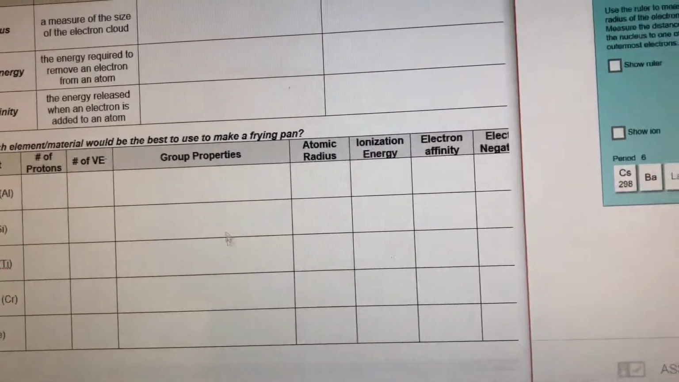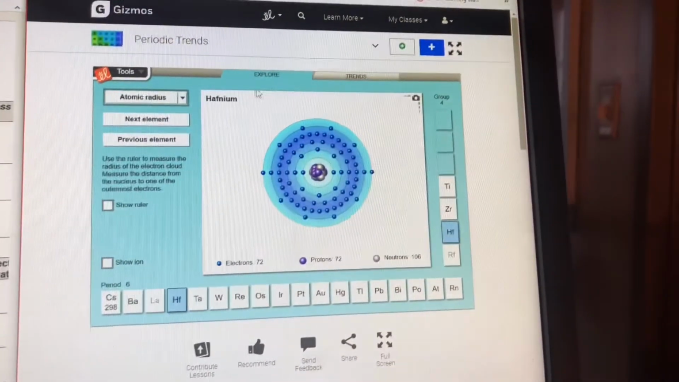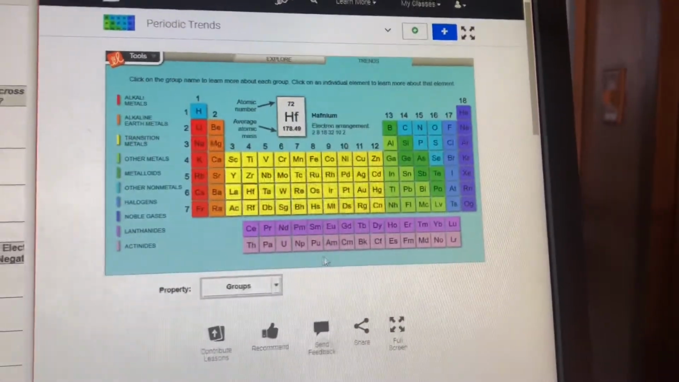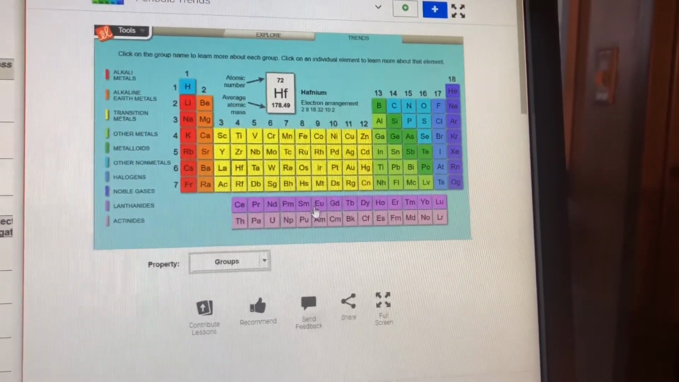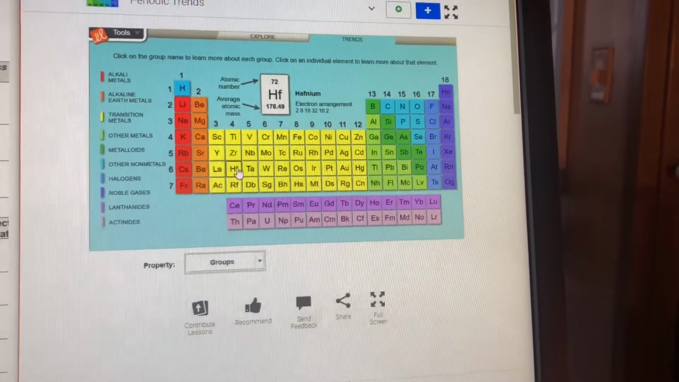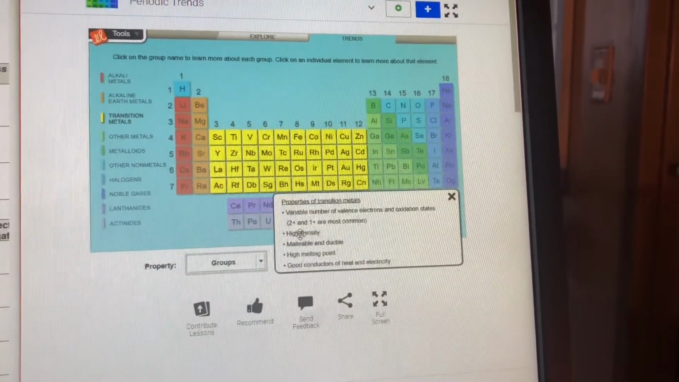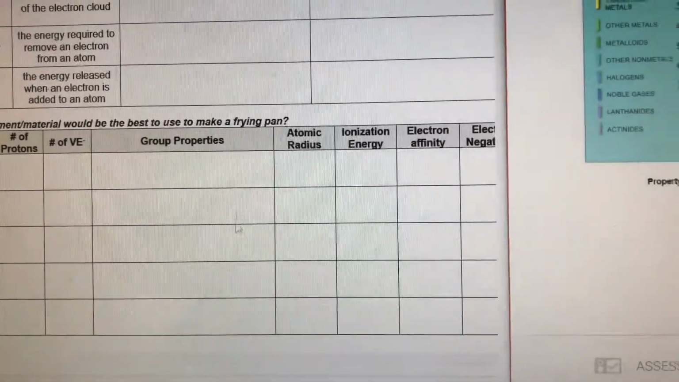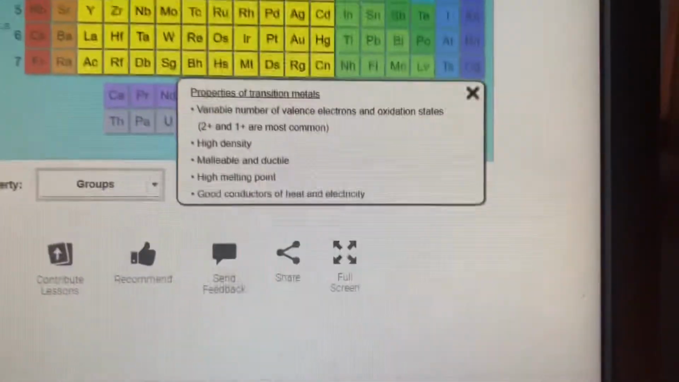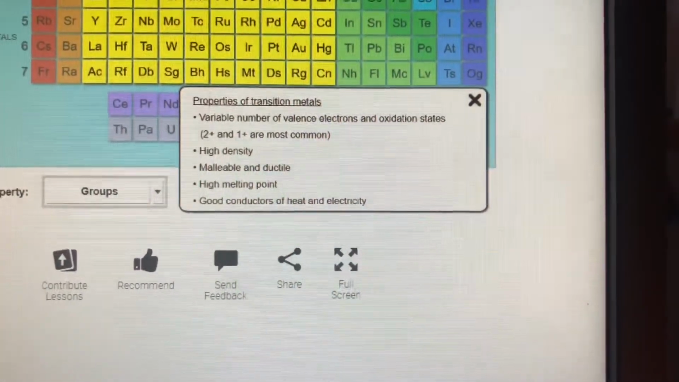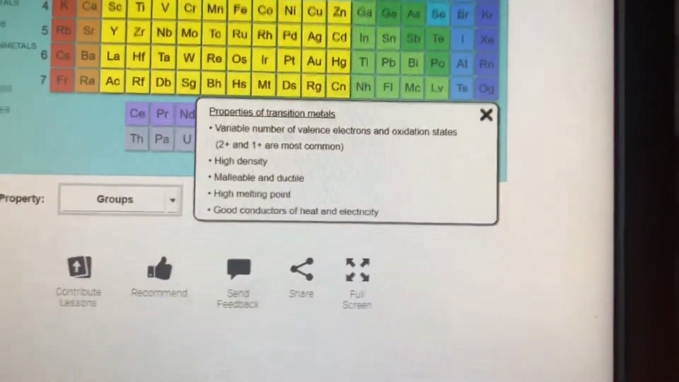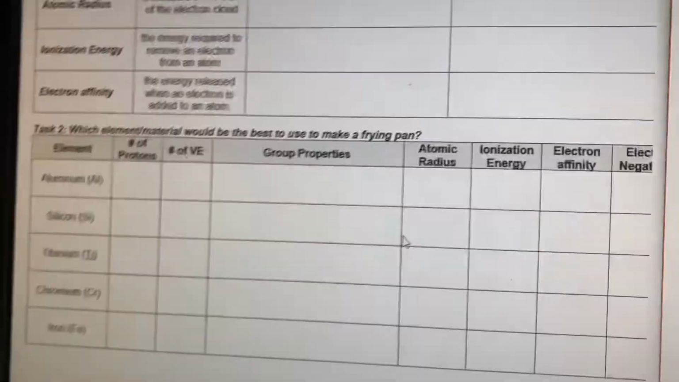Then for group properties, this you will have to go back to the periodic table. So you click trends, and if you were looking at hafnium right here, okay, and hafnium lives in the yellow, so I would click on the yellow one and it tells me the group properties. That's what I write here, okay? And the group properties of hafnium: high density, malleable and ductile, high melting point, good conductors. That's because they're metals, okay? That's what I would write in that box.